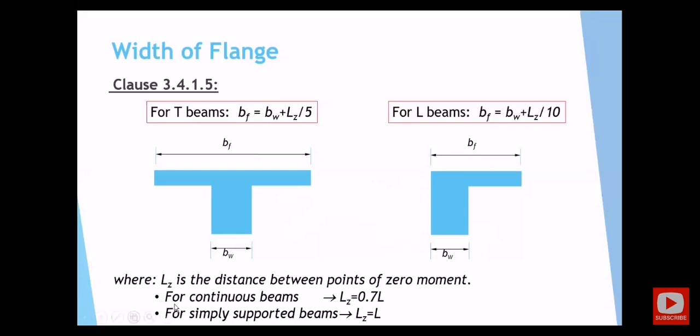So if you have a section in a continuous beam, Lz will be taken as 0.7 L. If you have a simply supported beam, Lz equals L. Just put the Lz in this equation and you will be able to find the B flange.